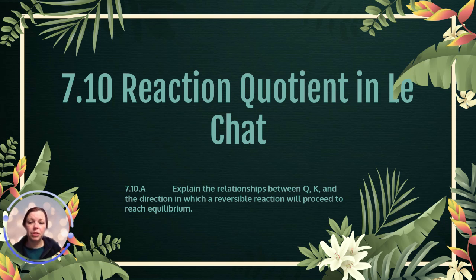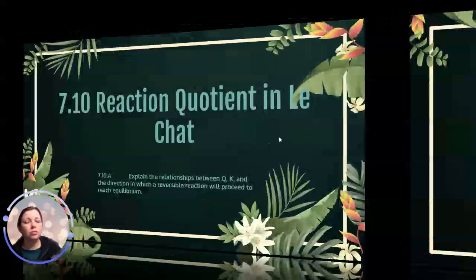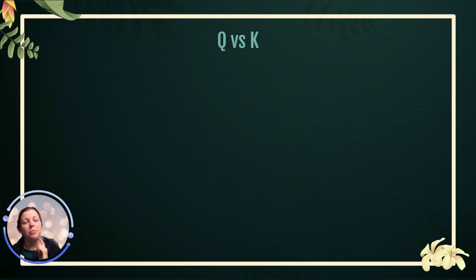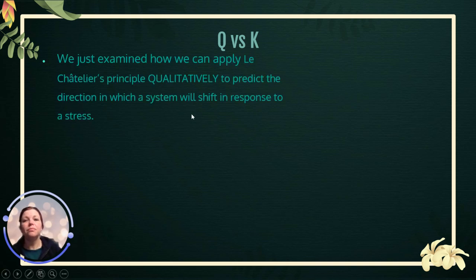So in learning objective 7.10.a, we're going to explain the relationships between Q, K, and the direction in which a reversible reaction will proceed to reach equilibrium. If you remember, we already talked quite a lot about Q versus K in my video for 7.9. I probably went a little bit more in depth into that than I needed to in 7.9, but that's okay because it's all content that you're going to need to know.